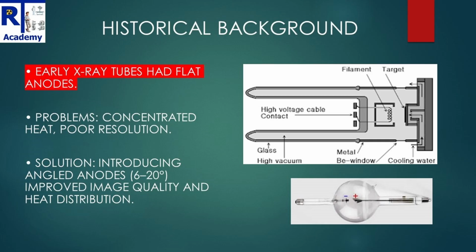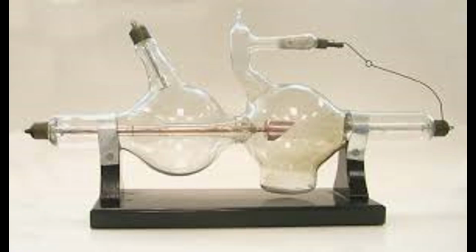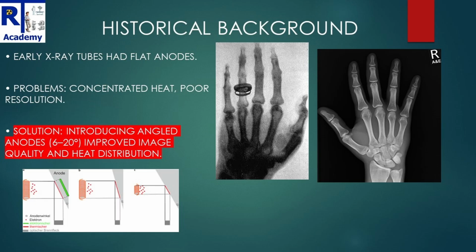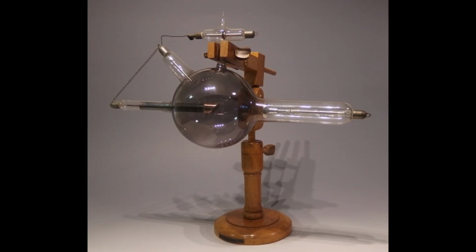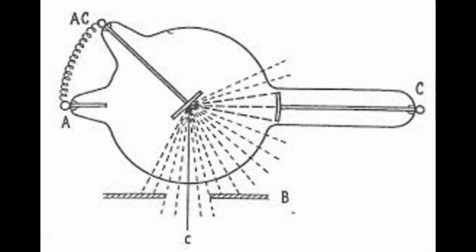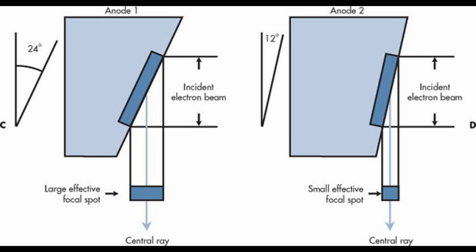As X-ray tubes evolved, engineers noticed challenges with heat, image quality, and focal spot management. Over time, with the development of rotating anodes and improved tube designs, the anode angle was gradually reduced. Modern diagnostic X-ray tubes usually have an angle between 6 and 20 degrees, as reported by Radiopedia. Why this specific range? It's all about balancing physics and engineering.